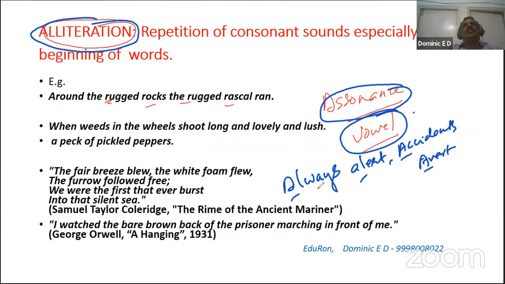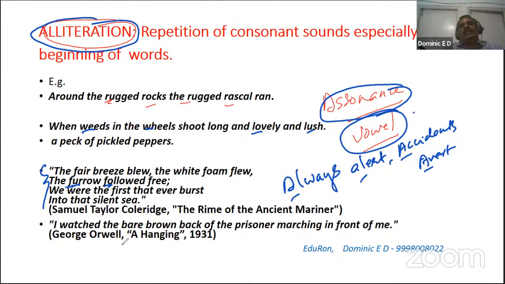When weeds in the wheels shoot long and the lovely and lush. So you have got weeds and wheels, the W sound is repeated, lovely and lush, the L sound is repeated. Alliteration. The fair breeze blew, the white foam flew, and the furrow followed free. Very common and famous lines, taken from Samuel Taylor Coleridge's Rime of the Ancient Mariner.